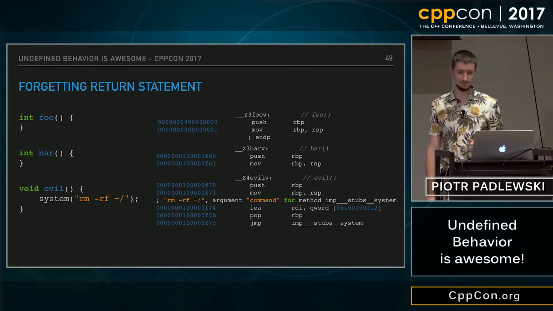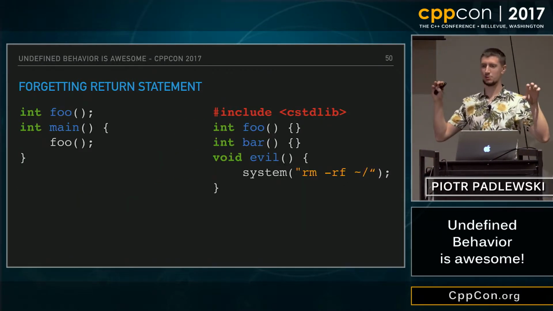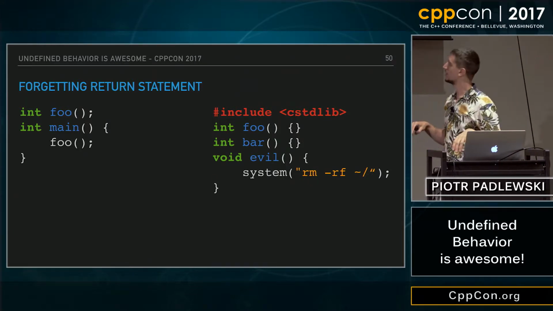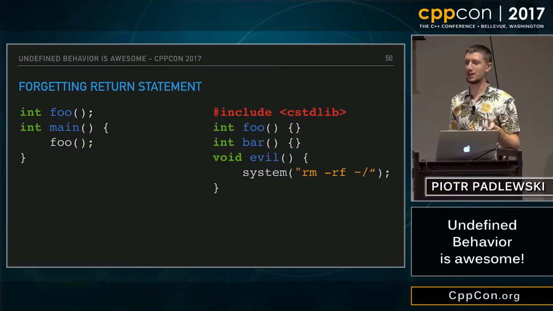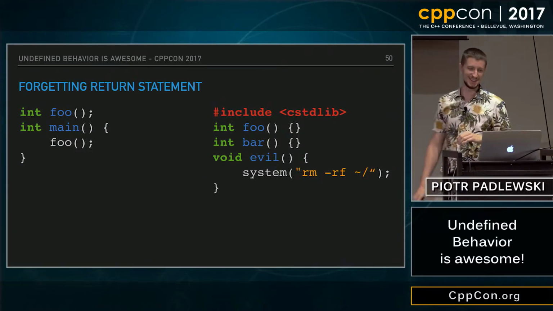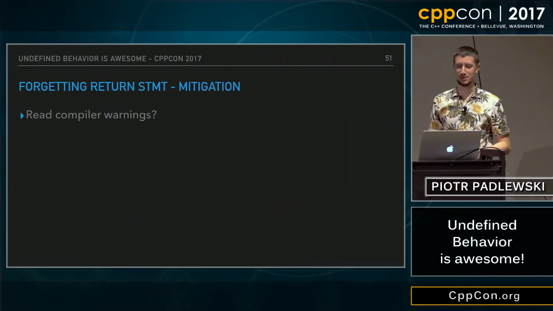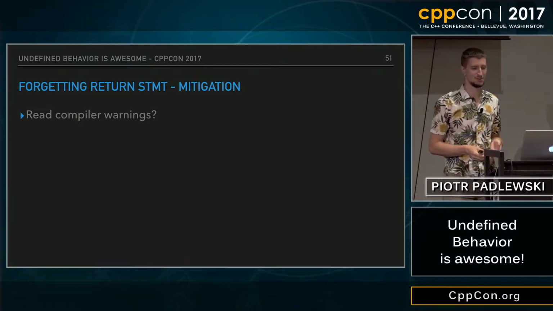Let's add some other function. If we compile these two translation units, it will work on my machine. If we call function foo, it will just delete all my files. I haven't checked that with the RM, but okay. So to mitigate those issues, pretty much, read compile warnings. I cannot tell you more or less.